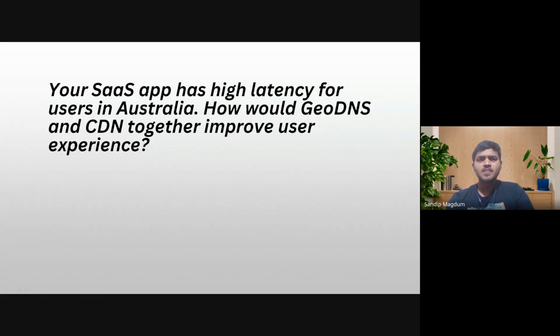Or we can use a CDN, content delivery network, for this as well. It stores cached copies of static content like images or videos in edge locations close to the users. In our case, CloudFront or Azure CDN is used to cache the assets at Australian edge locations. Dynamic requests still go to the Sydney regional servers, but static files load from the CDN's nearest edge location.